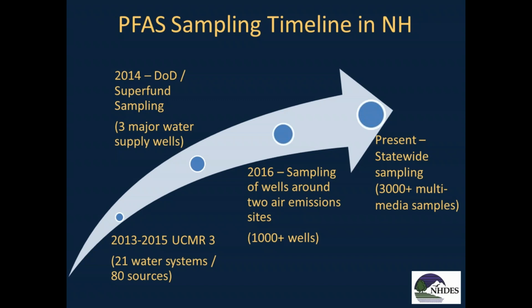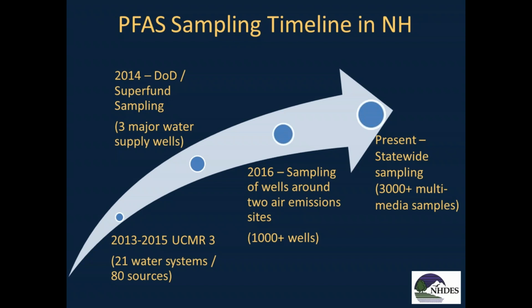So we've been sampling for PFAS for several years in New Hampshire. Like all other states, we were involved with the Unregulated Contaminant Monitoring Rule starting in 2013, where the very large water systems and a few small water systems had to sample for a list of contaminants established by EPA. At that time, we had 21 water systems and about 80 water sources tested for PFAS compounds. The reporting limits under that program were 20 and 40 parts per trillion for PFOA and PFOS. And although that seems high in today's terms, at the time that was considered very low, at parts per trillion levels.